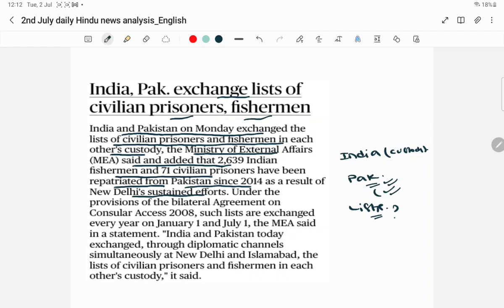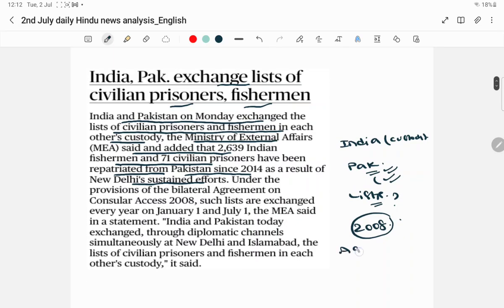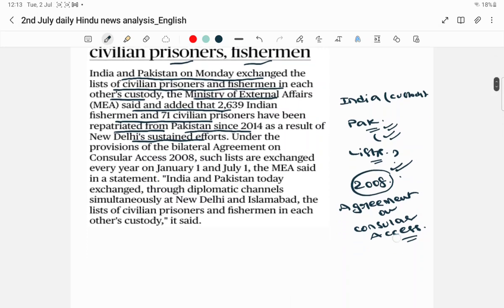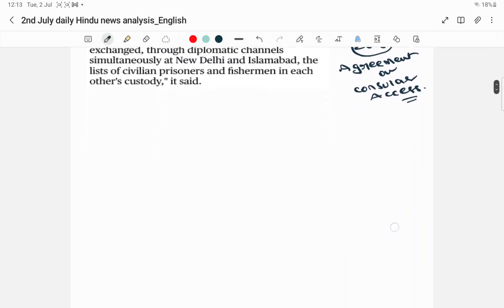Friends, you should understand that there is an agreement between India and Pakistan, which was signed in the year 2008. That agreement is the agreement on consular access. Agreement on consular access is the agreement between India and Pakistan. And as part of this agreement, the lists have been shared regarding the prisoners and fishermen under their respective custodies. Okay, let us see these important points.